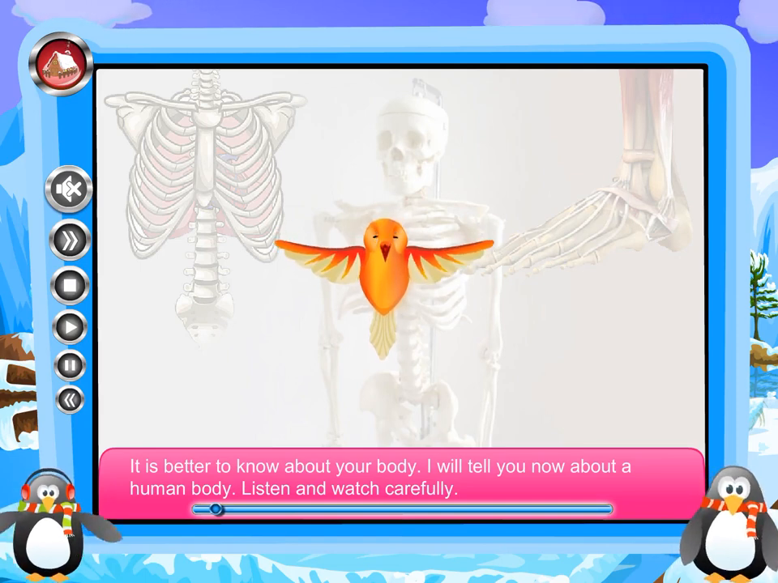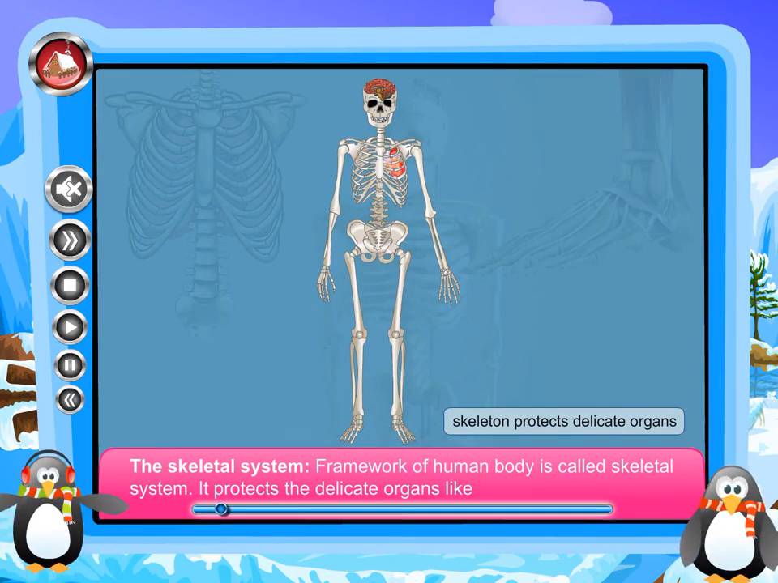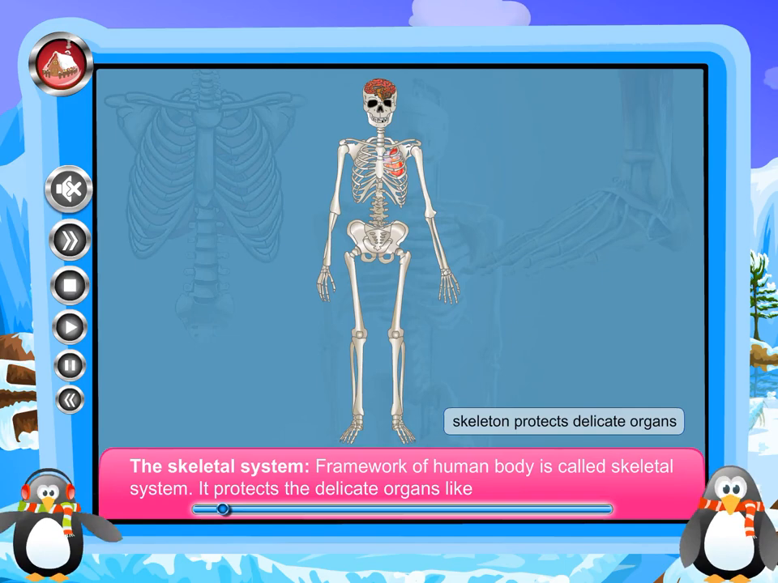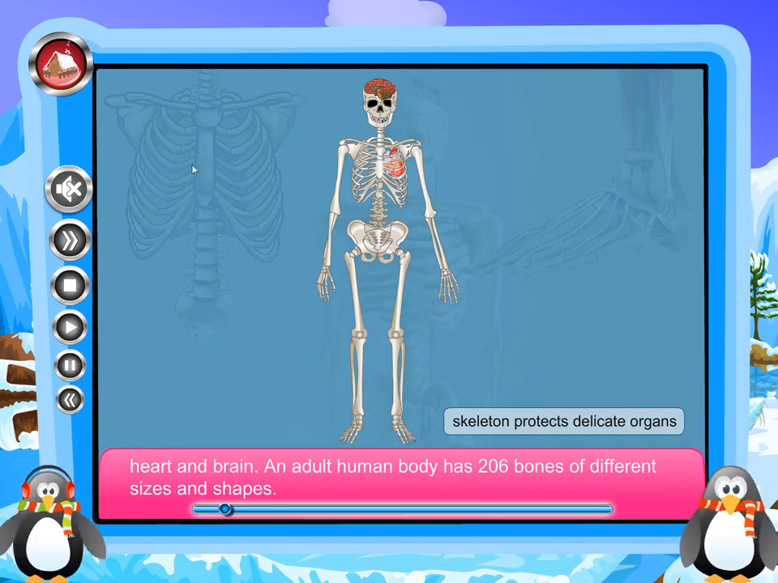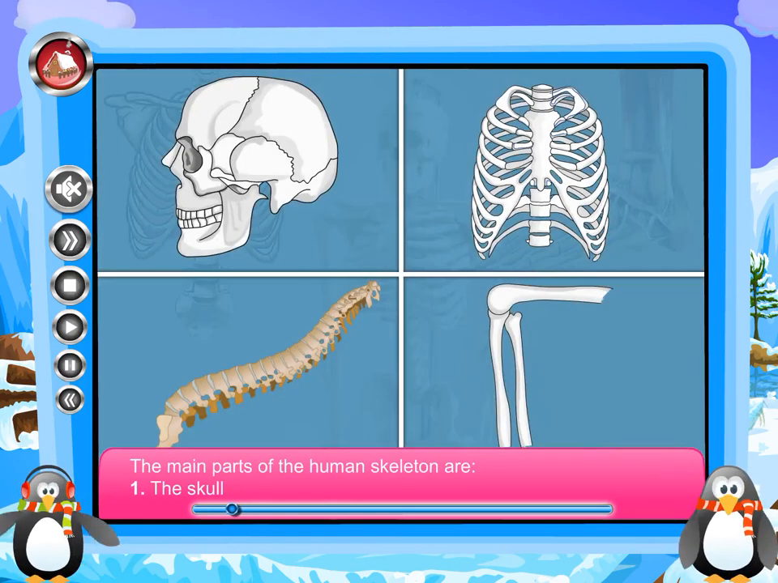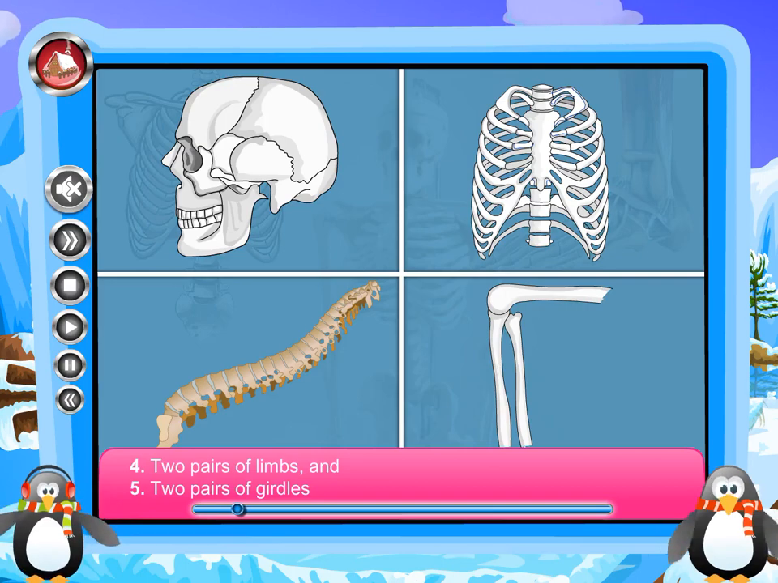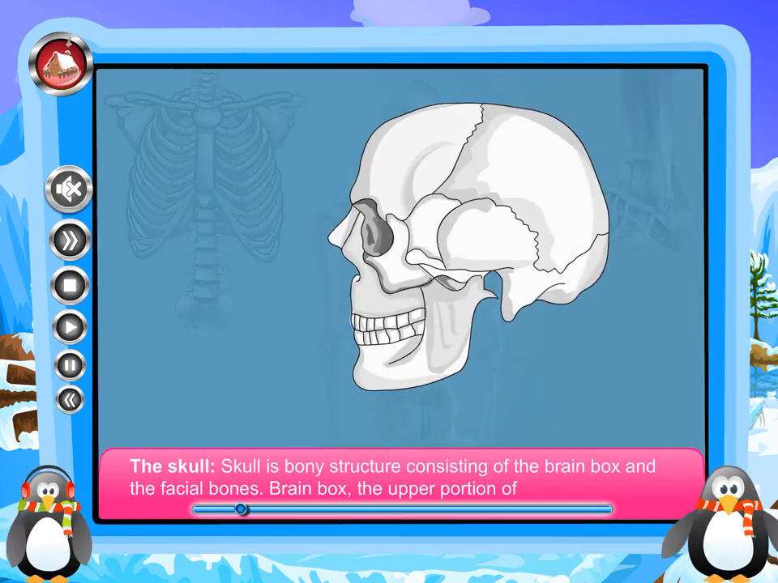Listen and watch carefully. The skeletal system. The framework of the human body is called the skeletal system. It protects the delicate organs like heart and brain. An adult human body has 206 bones of different sizes and shapes. The main parts of the human skeleton are the skull, the rib cage, the backbone, 2 pairs of limbs, and 2 pairs of girdles.